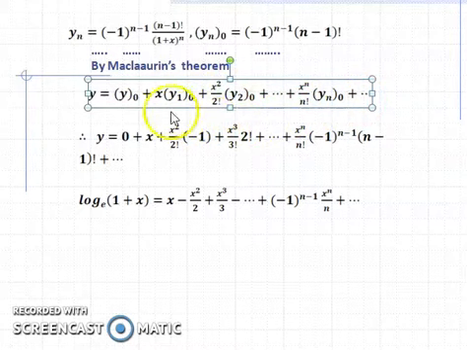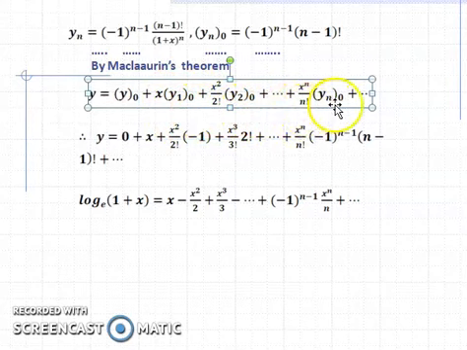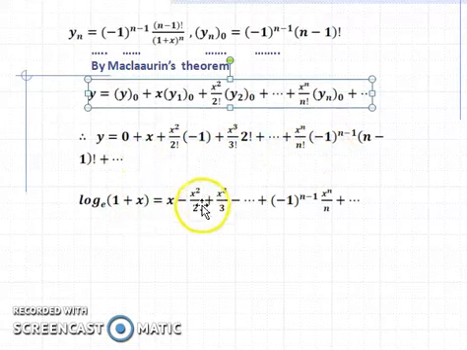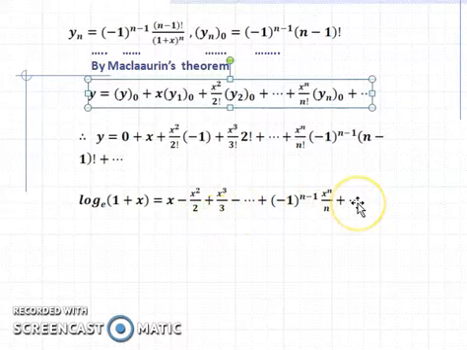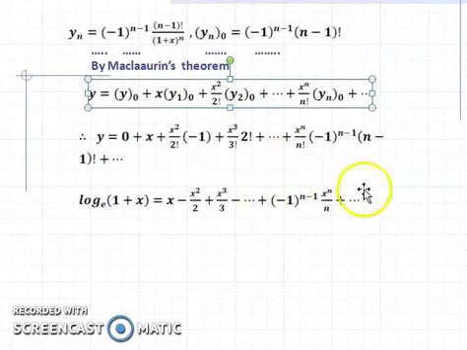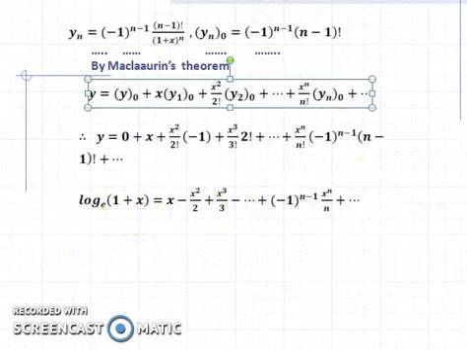So substituting all these values of y0, y1 of 0, y2 of 0 and yn of 0, we get the series like this. And after simplification we get x minus x square divided by 2 plus x cube divided by 3 plus dot dot dot. So this is the solution of the first problem of Maclaurin's theorem. Now take another example based on Maclaurin's theorem.